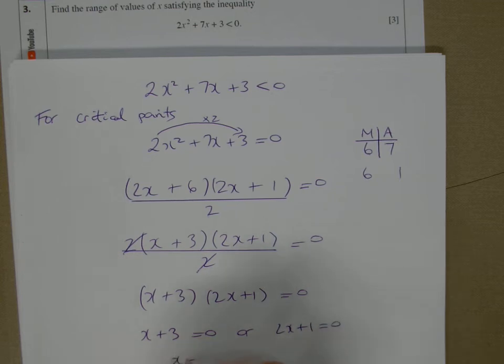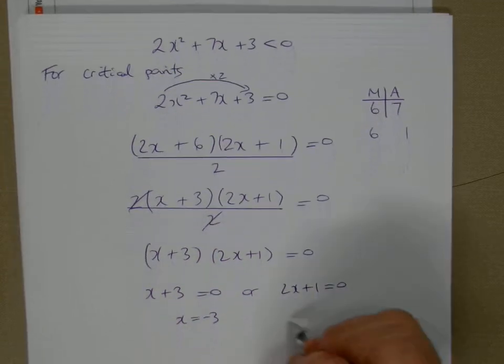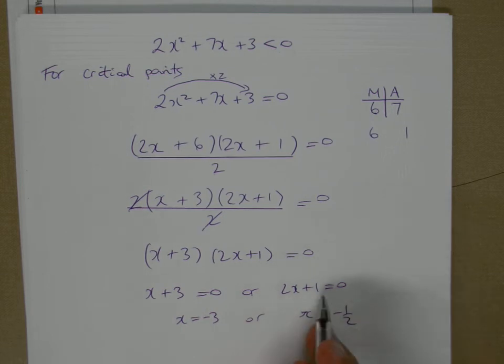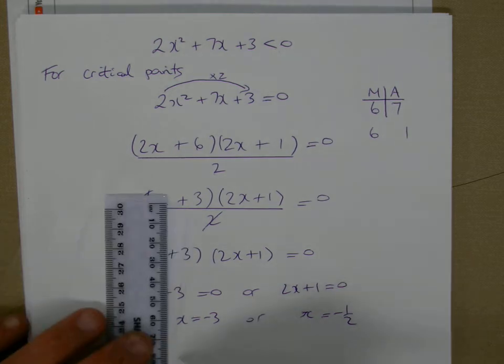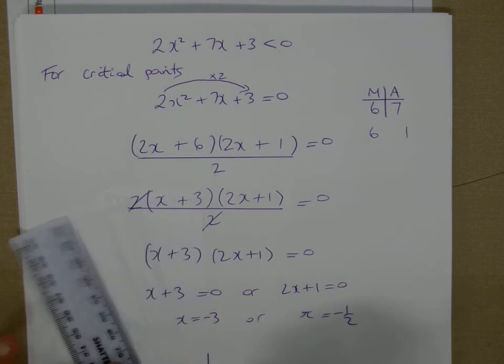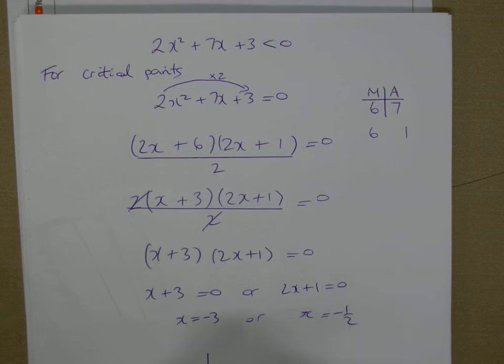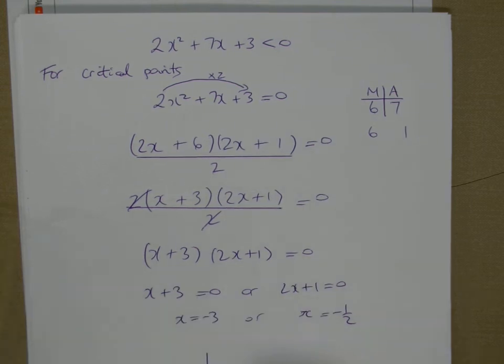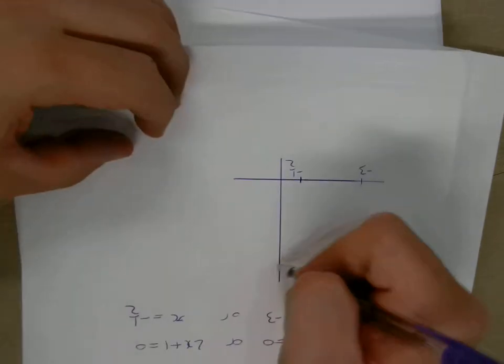So that means x is minus 3, or in this case x will equal minus 1/2. If you take the 1 over first, it becomes minus 1 divided by the 2. So you've got these two values here. Now I'm going to draw my quadratic graph, just a sketch of it. And of course, these values are my critical values, minus 1/2 and minus 3. So it's going to go through those two points that I'm going to have here.